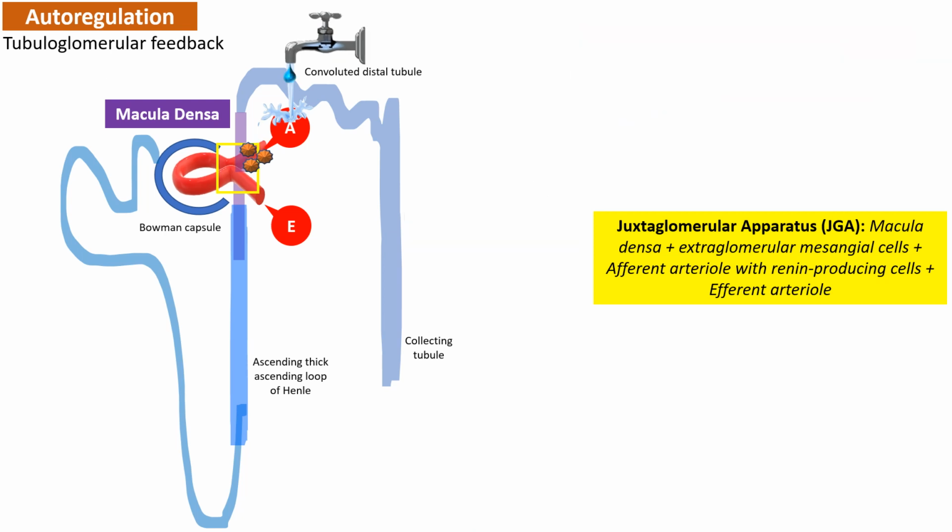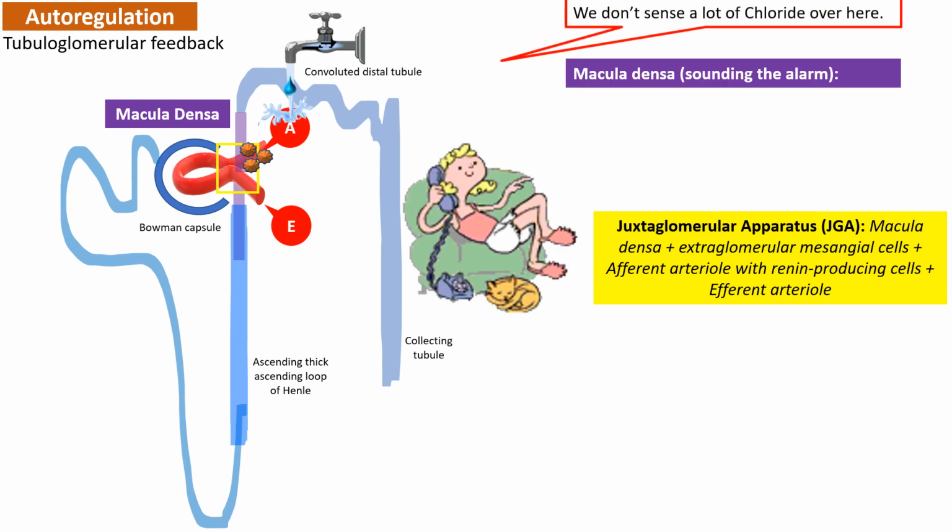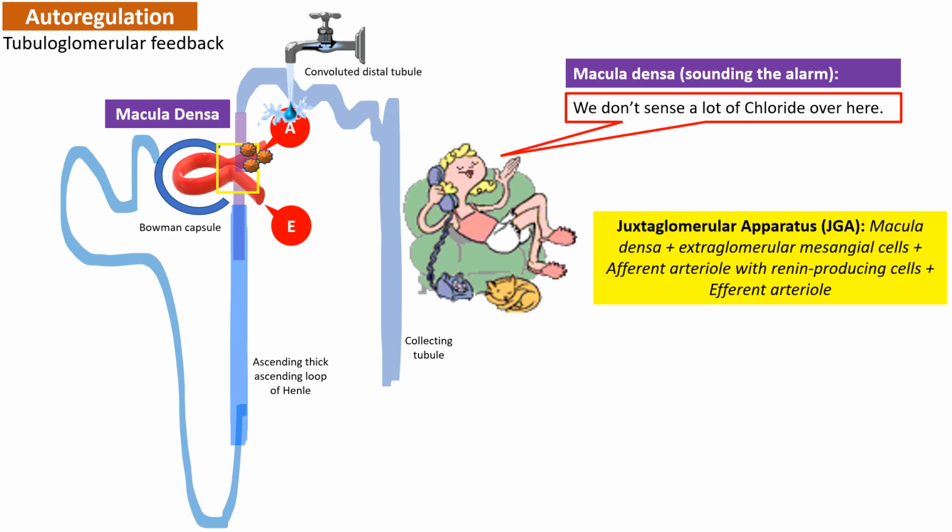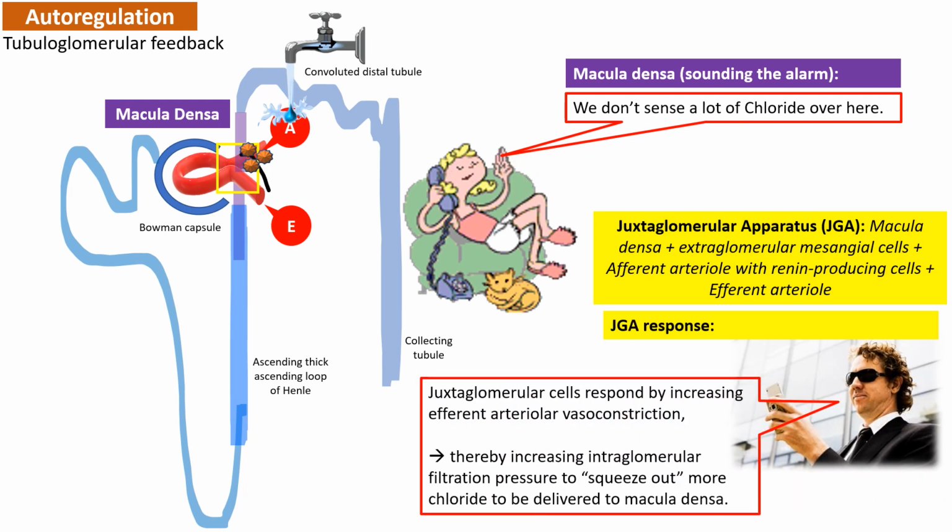Now imagine we have low blood flow going into the afferent arteriole. This results in low glomerular filtration, thus low sodium and chloride delivery to the macula densa. The macula densa senses low chloride delivery and sounds off the alarm to neighboring cells within the JGA. The JGA responds by vasoconstricting the efferent arteriole, thereby increasing intraglomerular filtration pressure to squeeze out more chloride to be delivered to the macula densa.